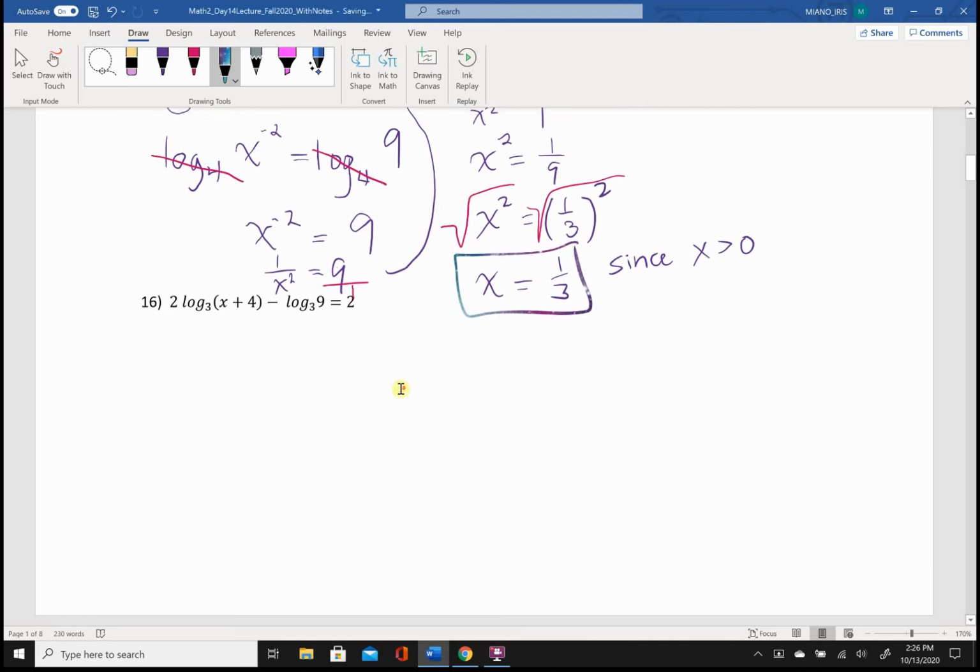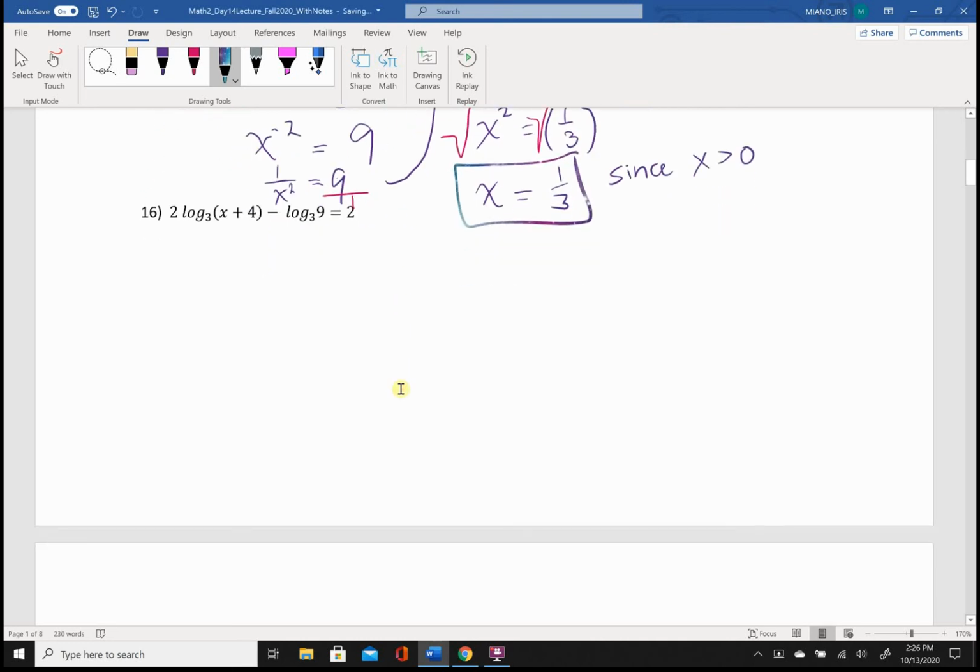Okay, cool. Moving on to number 16. Notice that we have a difference of logarithms on one side of an equation and then just a constant of 2 on the other side. And one of the logarithms has a scalar multiple of 2. Right off the bat, I'm like, let's go ahead and put that up to be an exponent in the argument. And that will look like the following.